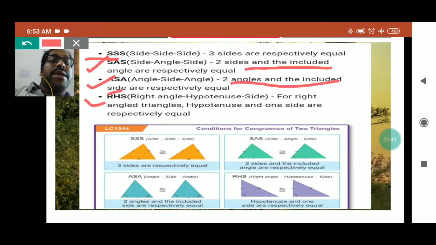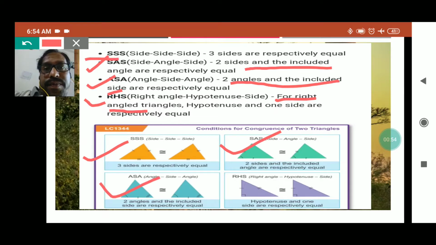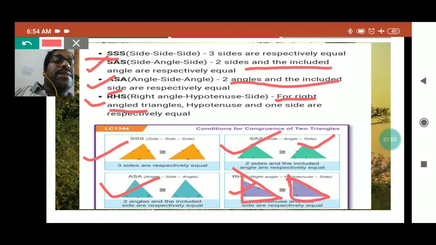And then we have read right angle hypotenuse side, which is applicable for the right angle triangle. The figures are given here. This is for SSS, this is for side angle side, this is for angle side angle, and this one is for RHS. See, this is a totally different triangle. This is a right angle triangle. In this we have not taken a right angle triangle, but it can be used in this triangle also, depending on the conditions that have been given here.